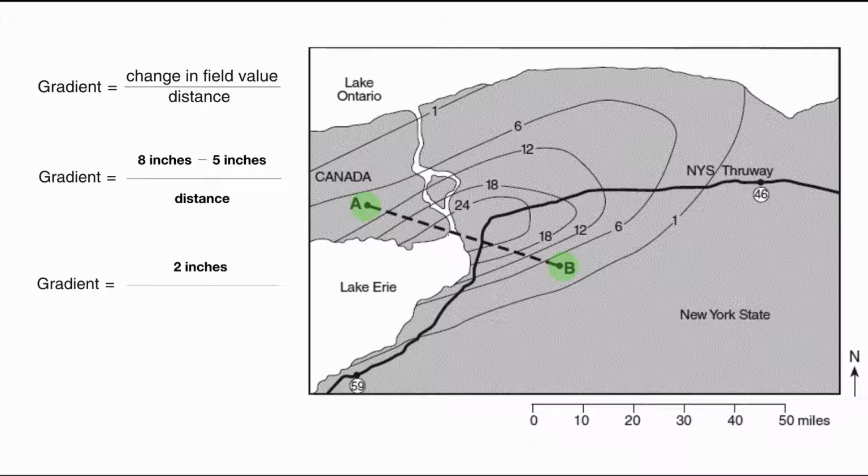Now I want to know the distance from A to B. So again, straight line distance, I'm going to use that and the scale at the bottom of the page, and I'm going to measure. It's about 40 miles. So my gradient is going to be equal to 0.05 inches per mile. And I did that by inferring the data points from the map.